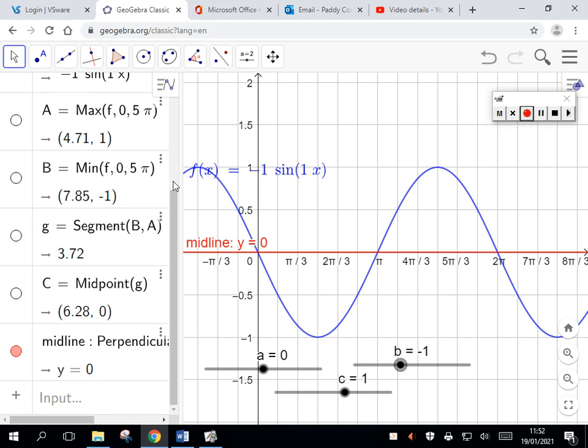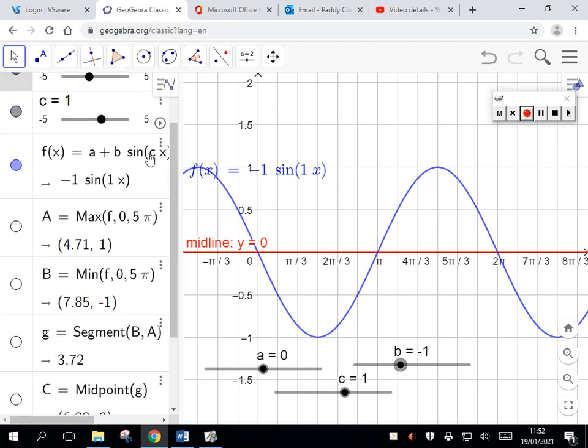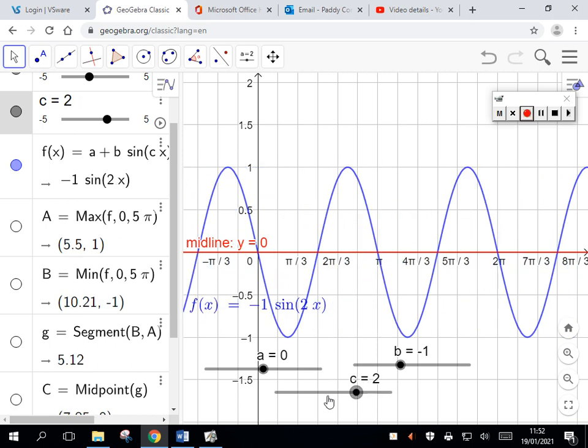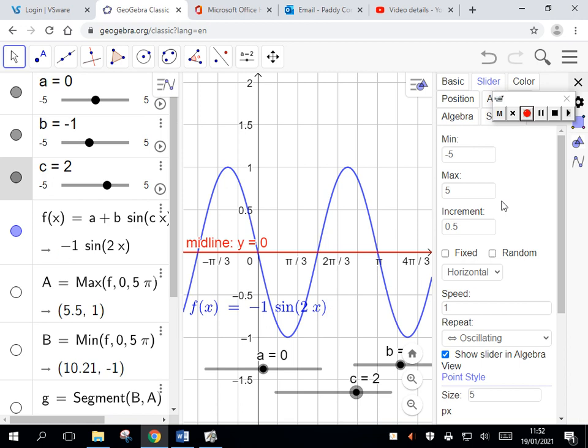Then I'm going to change the coefficient in here to 6, and we'll see that squish in 6 times as close to the y-axis. So changing that coefficient in there to be 6. Oh, it's only gone up to 5, so I'm just going to change the setting on that to allow me to go up to 6.